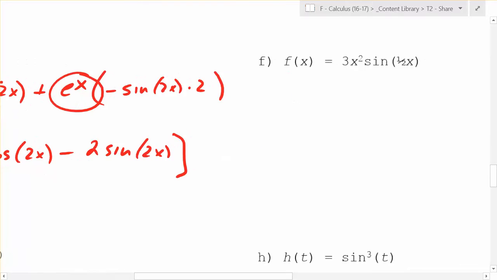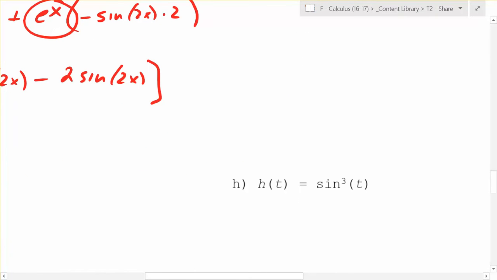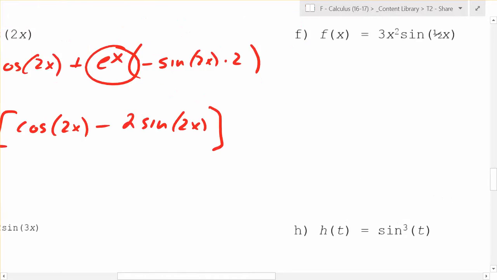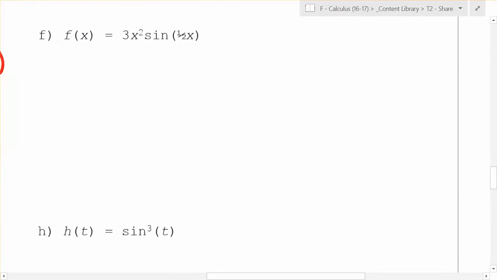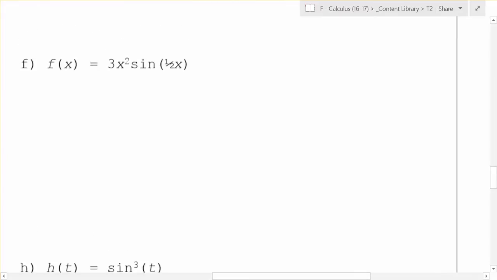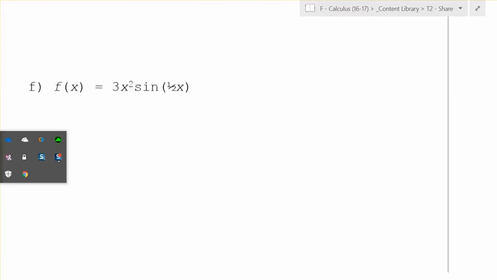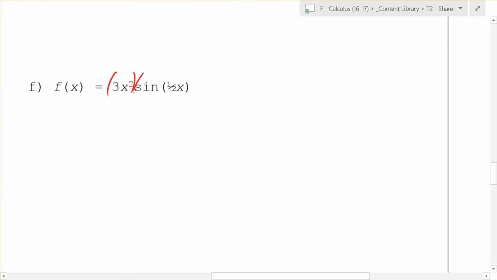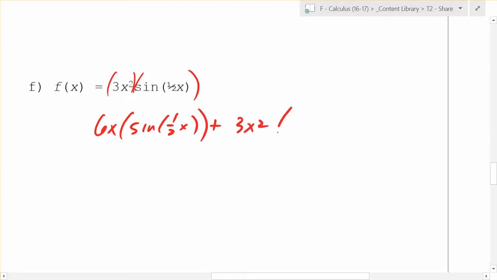We're going to simplify a little bit now. Okay, so let's make it a little bit more fun. Let's make it a little bit more fun, shall we? So f, just do f for me. Just do f. 3x squared and sine of that. So derivative of the first times the second plus what? The derivative plus the first. What's that derivative? 1/2 cosine of 1/2 x. Nice.